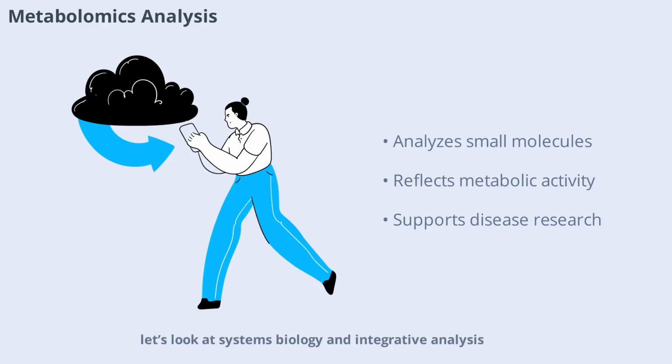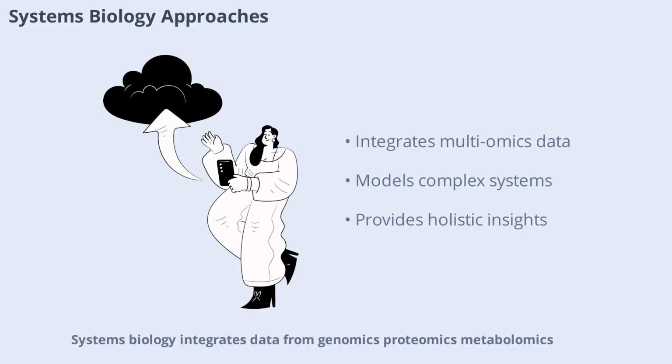Next, let's look at systems biology and integrative analysis. Systems biology integrates data from genomics, proteomics, metabolomics, and other sources to model complex biological systems. By combining multiple data types, researchers gain a holistic view of cellular processes and interactions. Computational modeling and network analysis are key tools in systems biology. This integrative approach is essential for understanding the complexity of life.